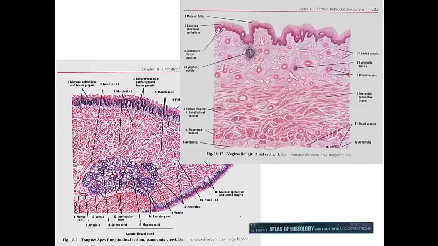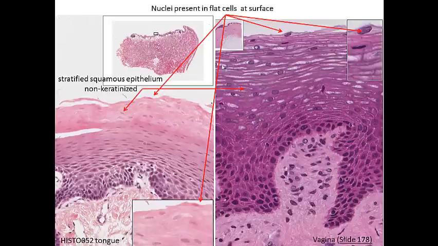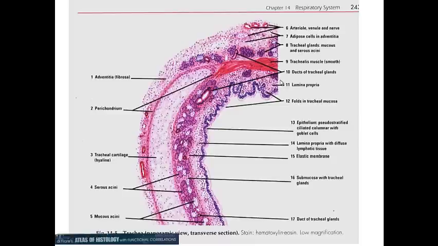Also we have the tongue, and here's a vagina too. Both of those have stratified squamous epithelium, but it's non-keratinized. It does not have the stratum corneum on the surface. You can have it in the case of a tongue at certain places where you have projections, especially like a cat or something that has a real rough tongue. So we have stratified squamous epithelium, non-keratinized, and we note that by the fact that you have nuclei that go all the way to the surface. So this is the tongue, and this is the vagina.